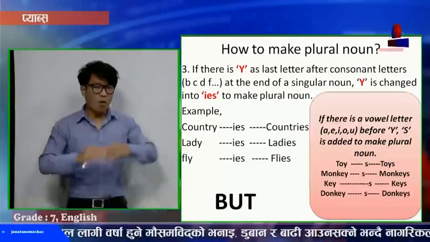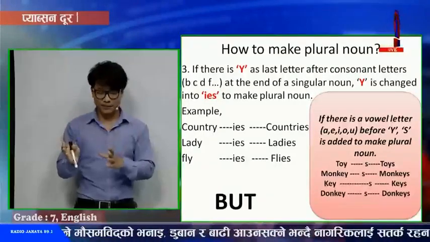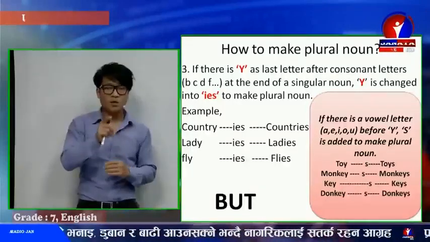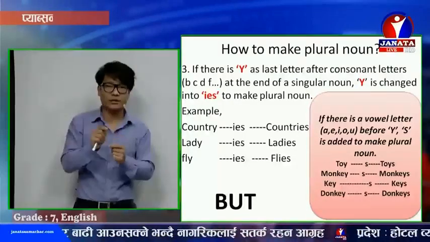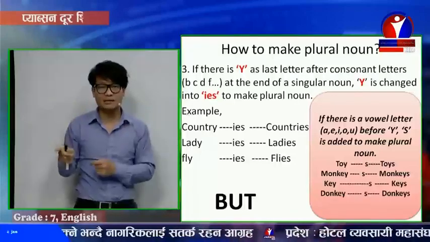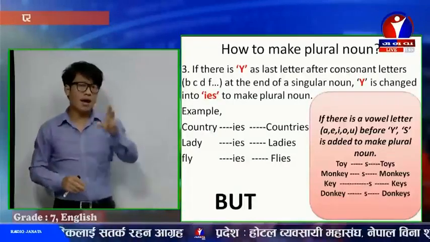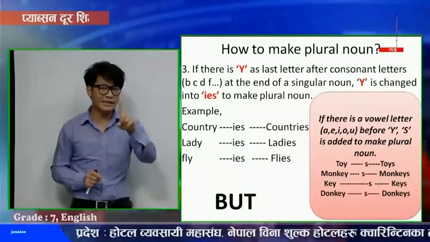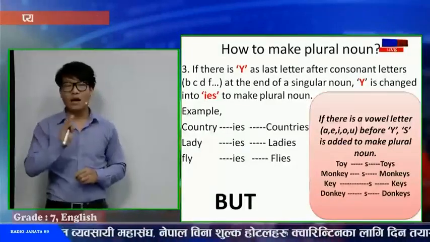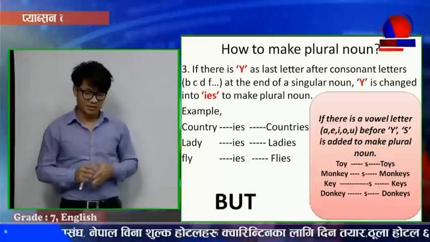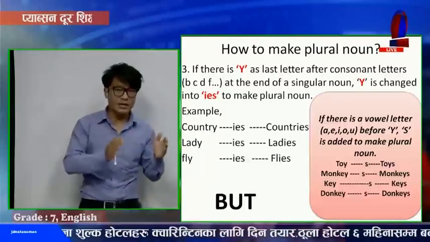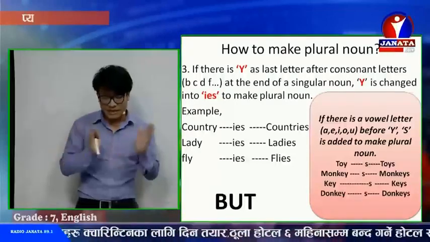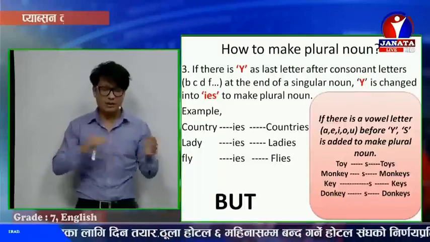Monkey, and we need to add S here. Why are we going to add S here? Why not IES? Because before Y there is a vowel letter, that is A, E, I, O, U, there is E. That's why we are going to add just S. So it becomes monkey, monkeys, key, keys, donkey, donkeys.